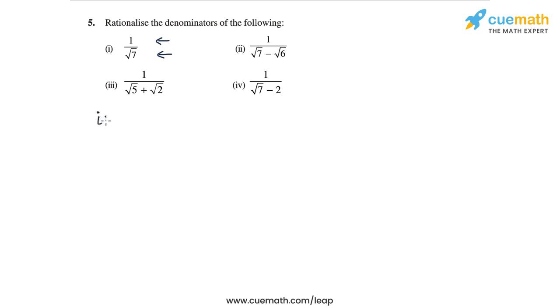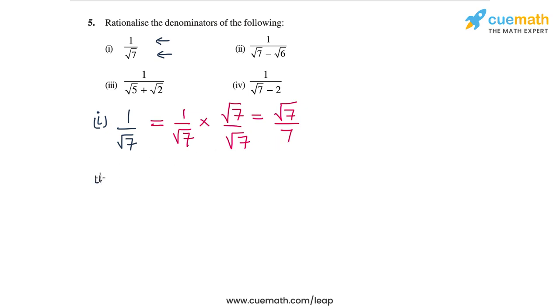So the first part is 1 by root 7. So we will multiply both the numerator and the denominator by root 7, because when root 7 is multiplied by root 7, the outcome is a rational number. So we can write 1 by root 7 as 1 by root 7 into root 7 by root 7, and this gives us root 7 in the numerator, and in the denominator we get 7. So the denominator has been rationalized.